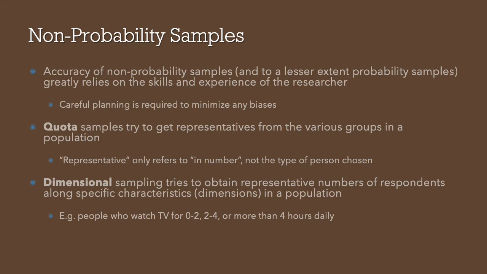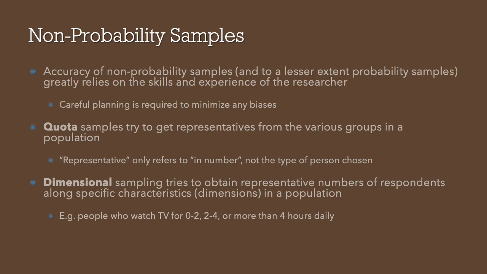Now, non-probability samples. And you have to be very careful with non-probability samples because it reduces the likelihood or the randomness that anyone within the population can be chosen. And so there's more danger of bias within a non-probability sample. However, there might be very good reasons why you do a non-probability sample. So you just have to be really careful with how you do it.